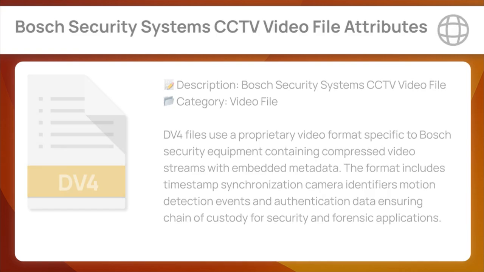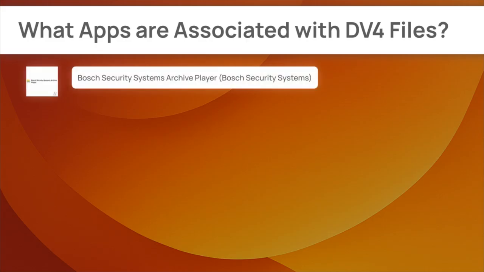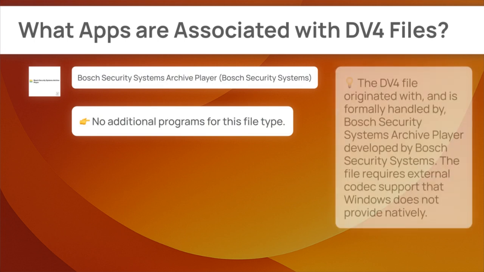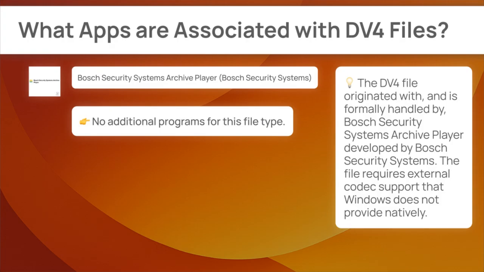The format includes timestamp synchronization, camera identifiers, motion detection events, and authentication data, ensuring chain of custody for security and forensic applications. The DV4 format is inextricably linked to the application Bosch Security Systems Archive Player. The file requires external codec support that Windows does not provide natively. Windows previews many video container types, but effect editing needs professional software.